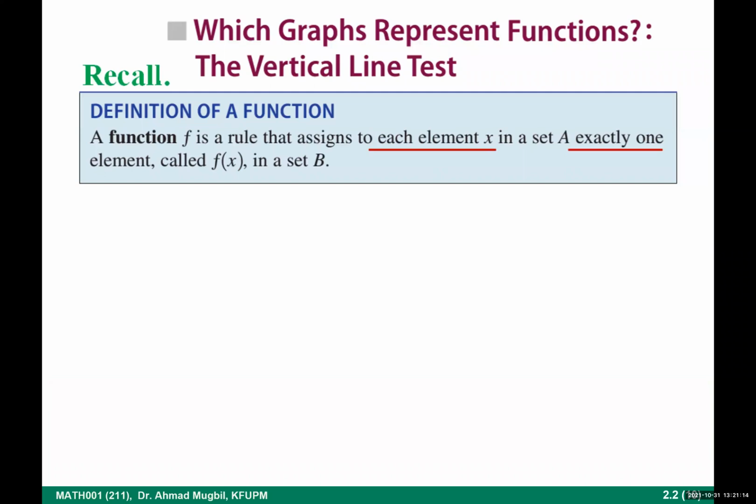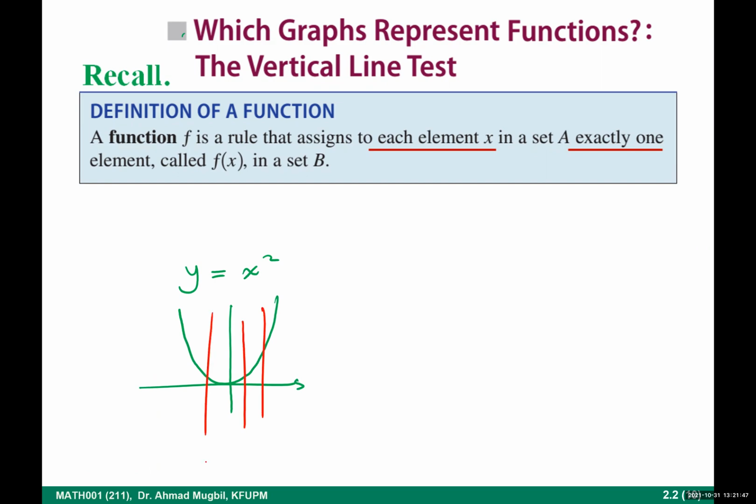Okay, now the question: which graphs represent functions? How can you know which graph is a function and which graph is not? The answer is to use the vertical line test, the VLT. What is this test? Let me give you something that you saw before. Y equals x squared. The graph looks like this, right? If you draw a vertical line, it will intersect the graph only one time. So this is a function.